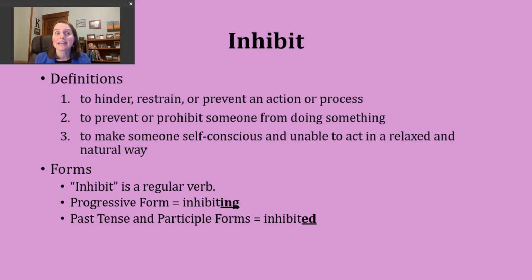Now, this base verb, inhibit, ends in a T sound. This means when I add the ed ending, I'm going to make an id sound. And I'm going to add an extra syllable to the verb when I pronounce it. The past tense and the participle form of our verb should sound like this. Inhibited, inhibited.